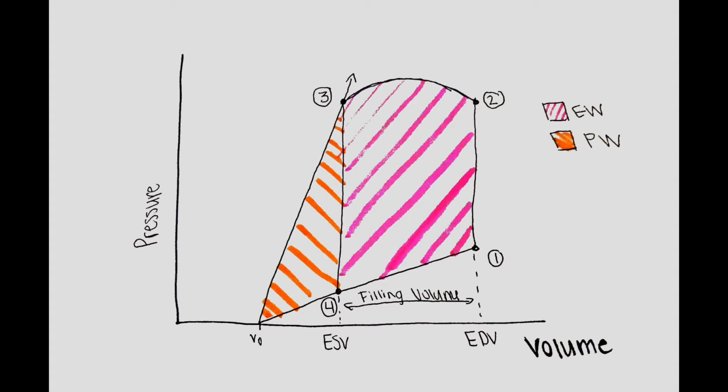This is where the left ventricle pressure is greater than the left atrium pressure. The mitral valve and the aortic valve are closed. Moving from point 1 to point 2, the heart is in isovolumic contraction.